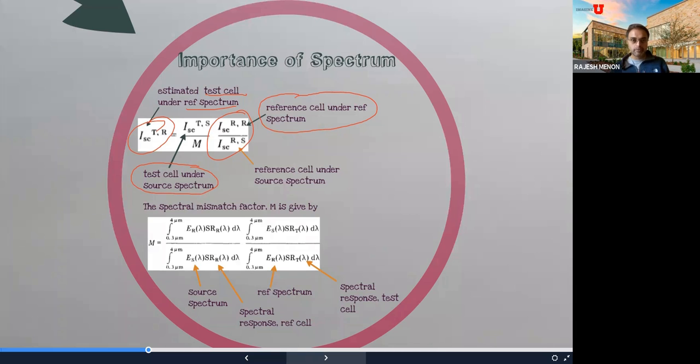which is provided by the manufacturer of the reference cell, because you don't have a reference spectrum. But you can measure the reference cell under your source spectrum, that's your source, and you compensate for it. So it's simple scaling. This factor of M is simply the spectral mismatch factor, which is basically saying what is the difference in spectrum between the reference spectrum and your source spectrum. Again, pretty simple scaling factors here.